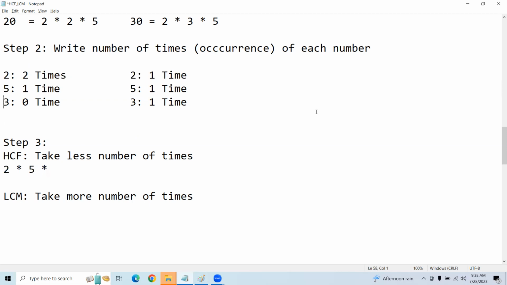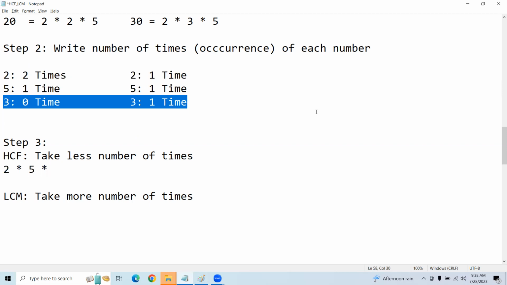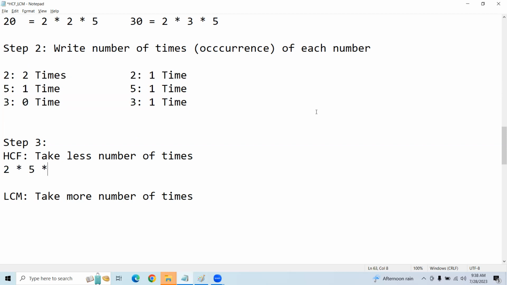Let's look at 3. 0 time here, 1 time here. Which is smaller? 0 time is smaller. So 0 time means we don't need to write it. So 2 5s are 10. So our HCF is 10.